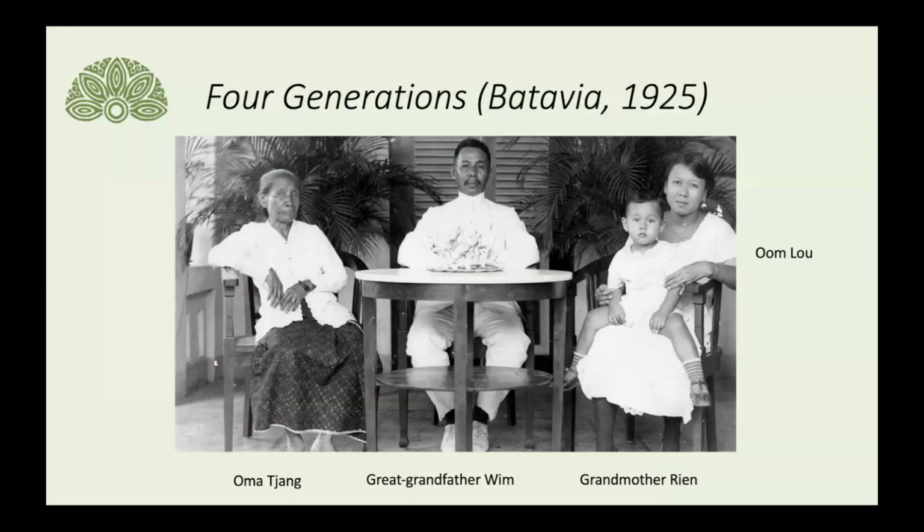If you happen to have four generations at present, be sure to take a picture, because this is a unique event. So this is Oma Chang. This is my great grandfather, Opa Wim. This is my grandmother, very young grandmother. She was born in 1900, so she was 25 at that time. And on her lap is my uncle Louis.